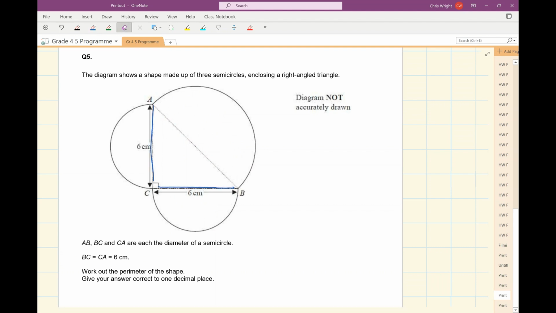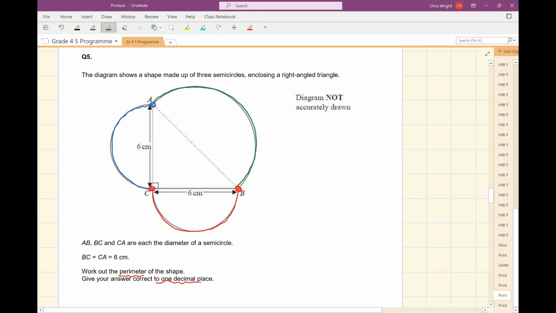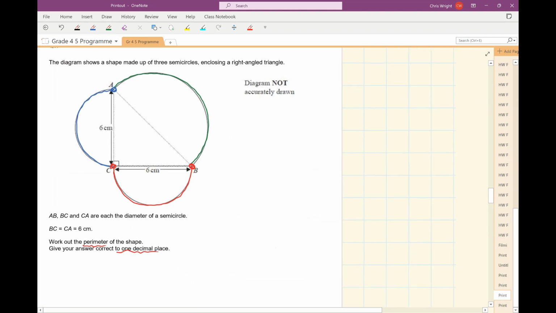Well, they're labelled on the diagram. Good. Work out the perimeter of the shape. Give your answer correct to 1 decimal place. We're going to work out the perimeter of the shape. Let's start here. We've got to walk all the way around here, and then all the way around here, and then all the way around there. Let's do that red length first, shall we?